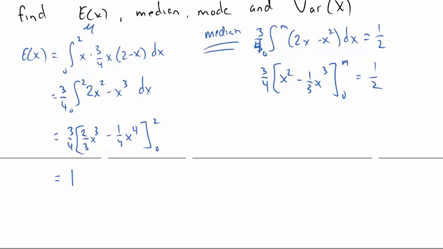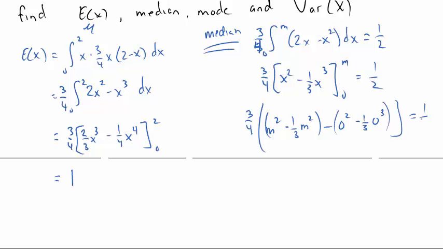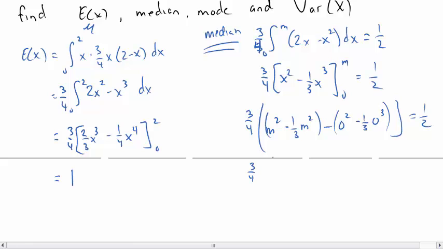And what we get, we're going to do 3/4 times m squared minus 1/3 m cubed, minus 0 squared minus 1/3 times 0 cubed. And that, of course, becomes 0, but this equals 1/2, and this is going to be an equation that we solve. 3/4 times m squared minus 1/3 m cubed equals 1/2. Solving this, we get that m is equal to 1. So the median value for this distribution is 1.